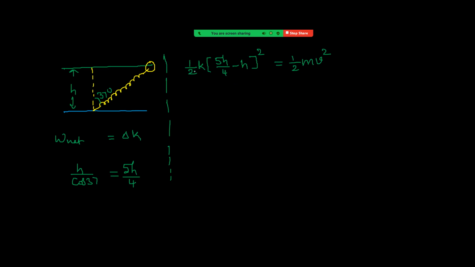Right. Now see what we can do. 2, 2 cancel. This is h by 4. h square by 16. So k h square by 16 equal to mv square. From that, v equal to root of k by m into h by 4. So it is a very simple and direct one. Let us take the next one.